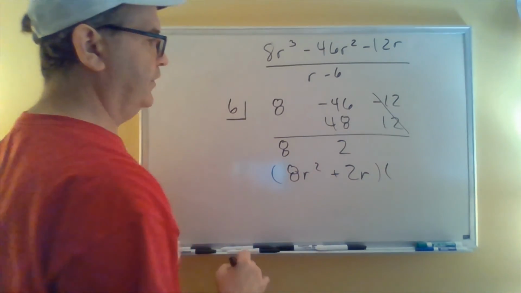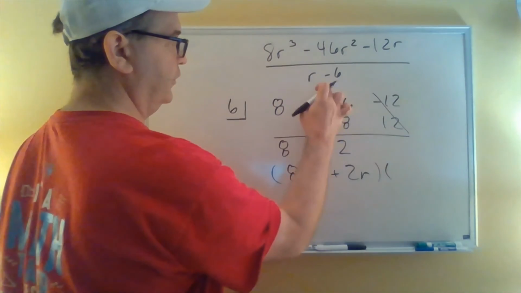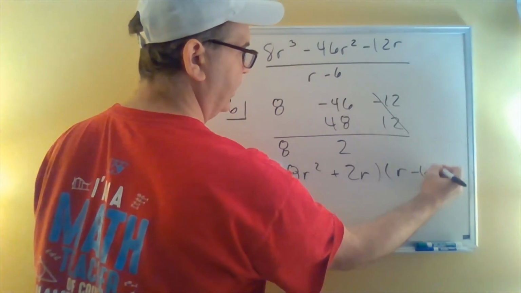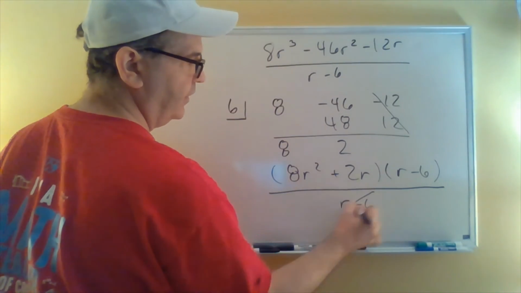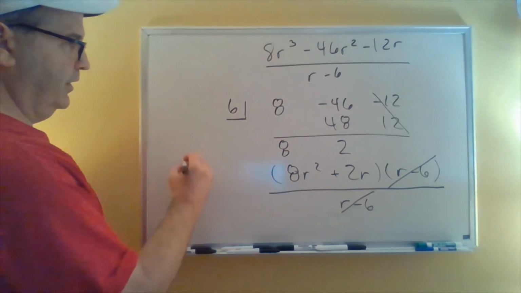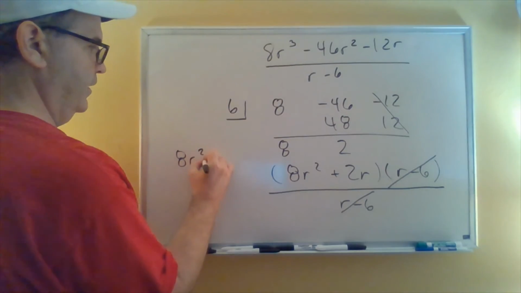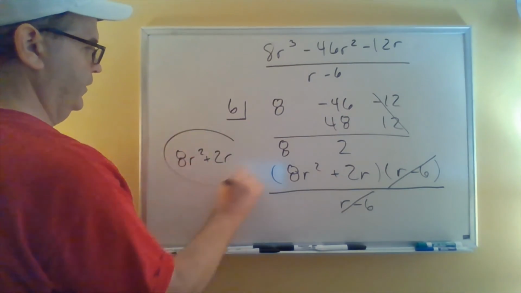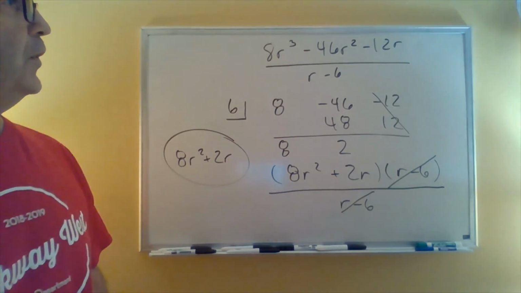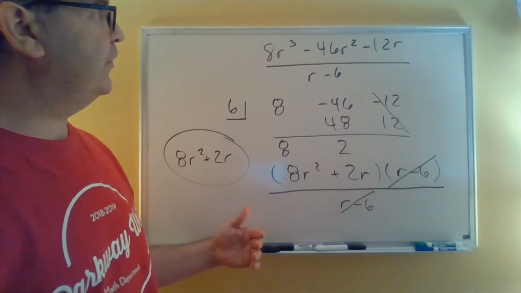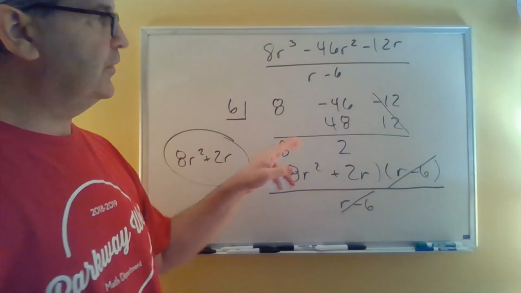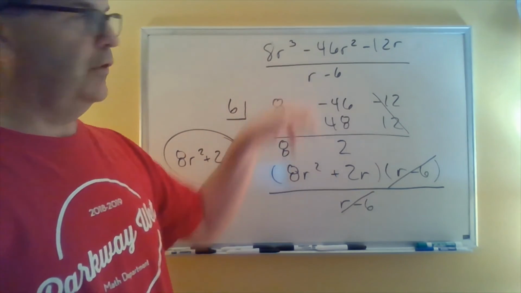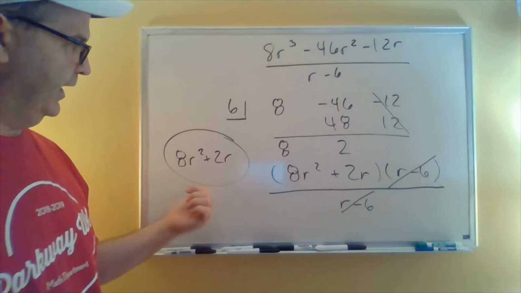That's our first factor, and our second factor is going to be what we divided by, r minus 6. That is still all over r minus 6. We can cancel those two out, and our answer is r squared plus 2r. So hopefully these couple examples help you see how we can reduce our numerator using synthetic division and then we just cancel out our divisor with our original denominator, and we get a simplified answer.